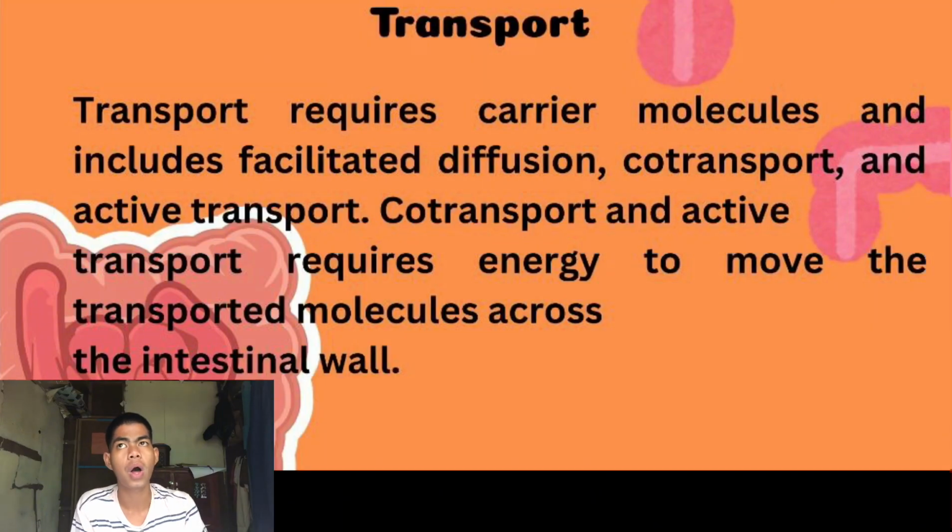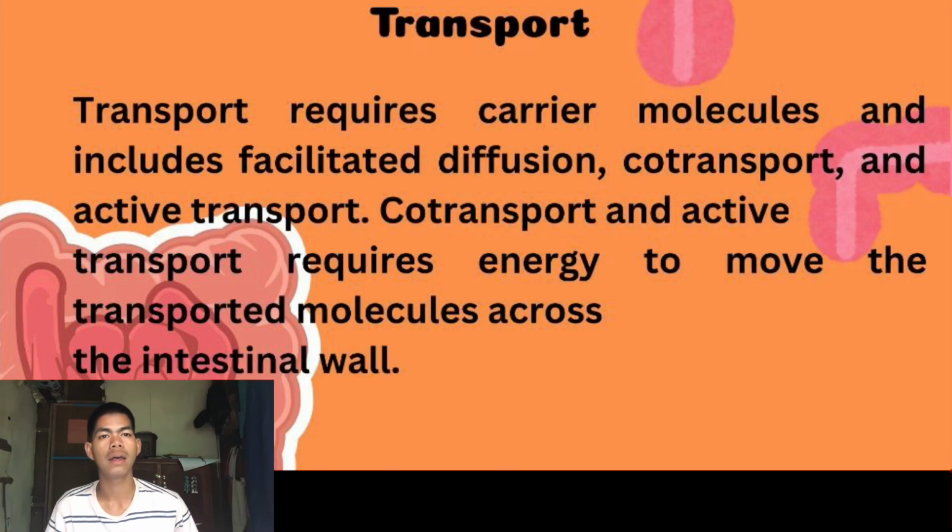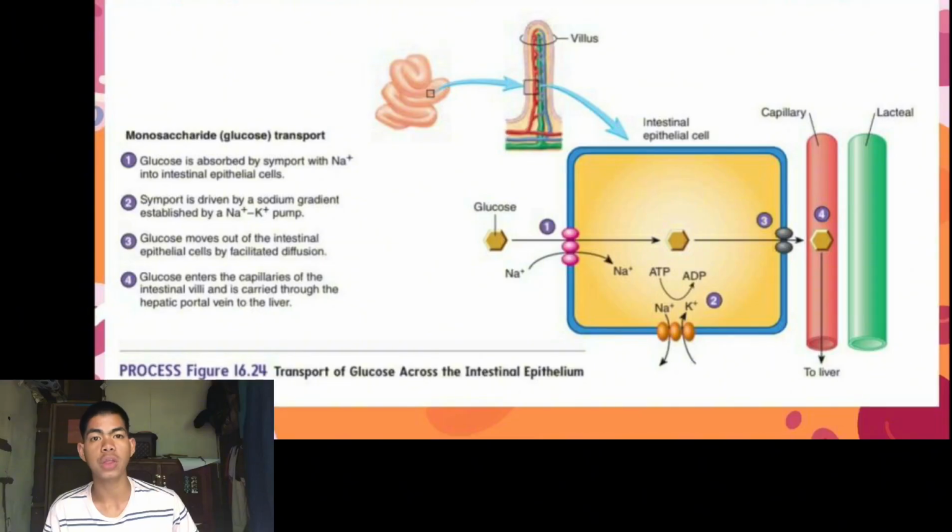For example, when you eat a banana, the glucose and potassium are absorbed and then carried by the blood to your muscles to give you energy. Next, figure 16.24, the transport of glucose across the intestinal epithelium. Here we see how glucose, which is a sugar, is absorbed in the small intestine.